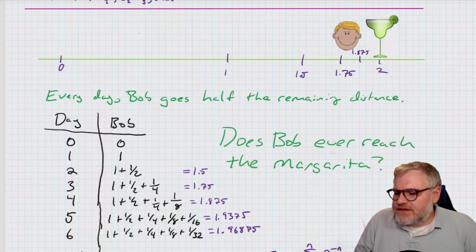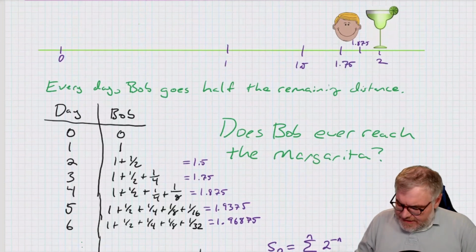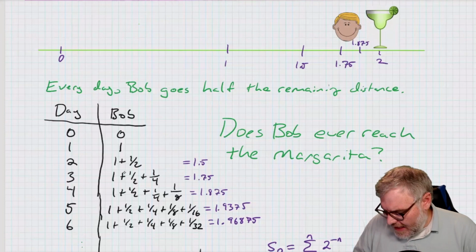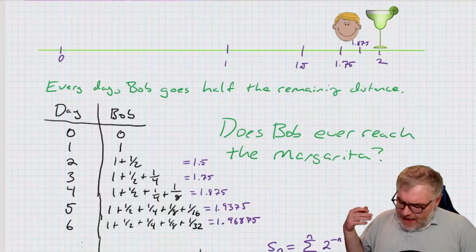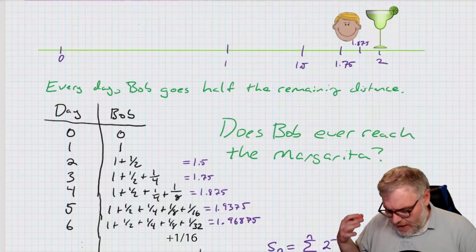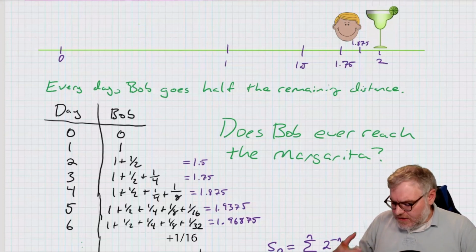Now, does Bob ever reach the Margarita? By the way, here are those things, right? On day 0, Bob is at 0. On day 1, Bob is at 1. On day 2, Bob is at 1 plus 1 half. On day 3, he's at 1 plus 1 half plus 1 fourth. On day 4, he's at 1 plus 1 half plus 1 fourth plus 1 eighth. On day 5, he's at blah, blah, blah plus 1 16th. On day 6, he goes another 1 over 32. And again, the next day on day 7, he would add another 1 over 64, 1 over 128 the following day, and so on and so on and so forth.